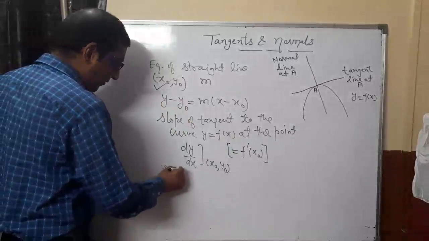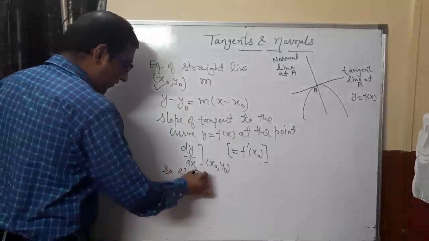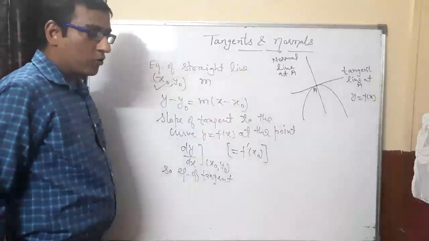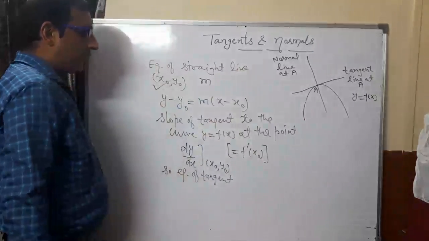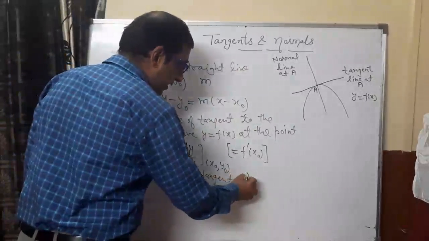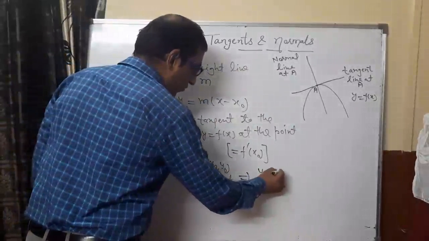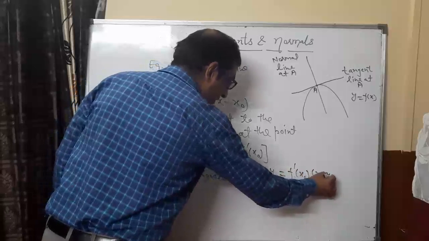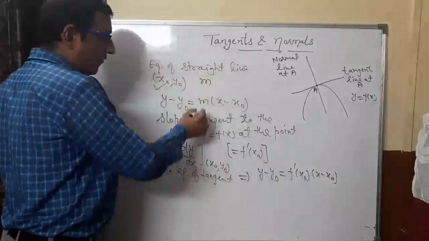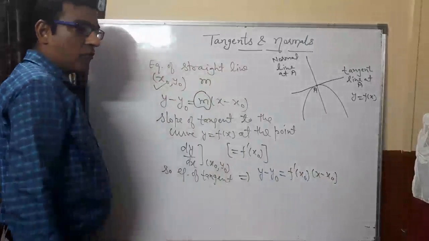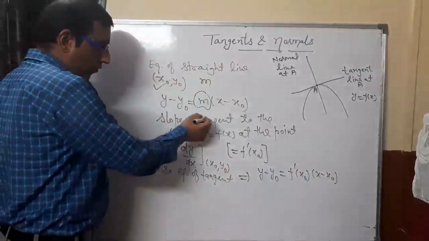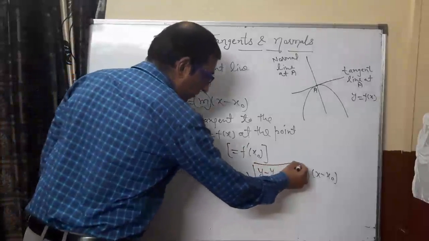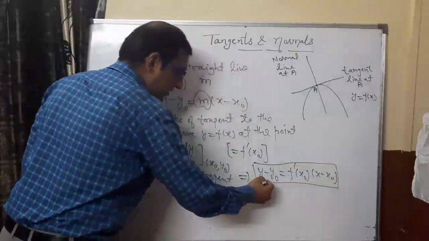So we can say the equation of the tangent to the curve y equals f(x) at the point (x0, y0) is given by y minus y0 equals f'(x0) times (x minus x0). Here we put the slope as the slope of the tangent, and the value of the slope of the tangent is f'(x0). So this is the equation of the tangent, right?